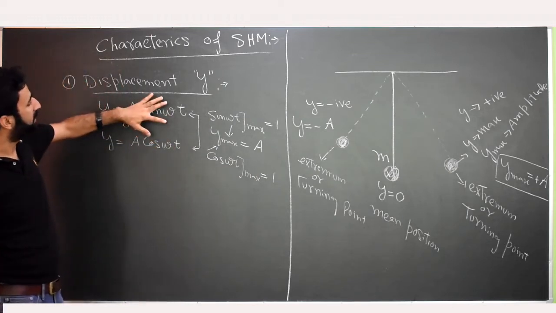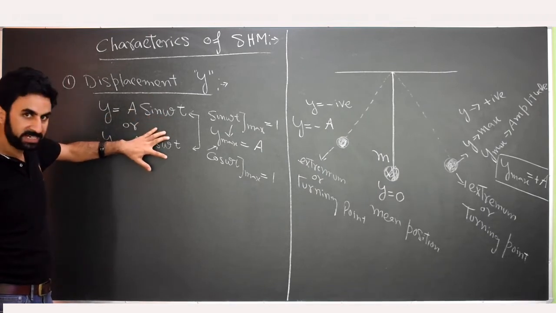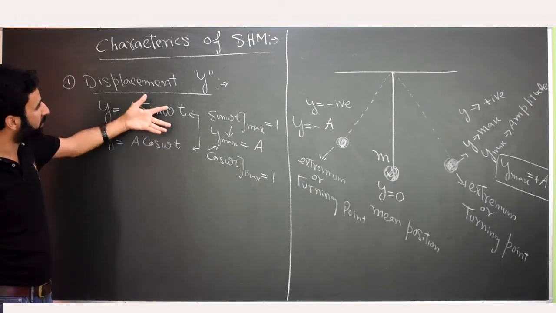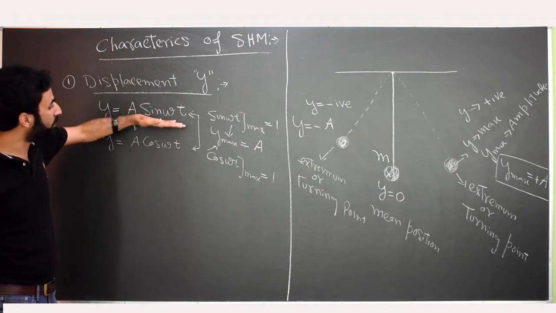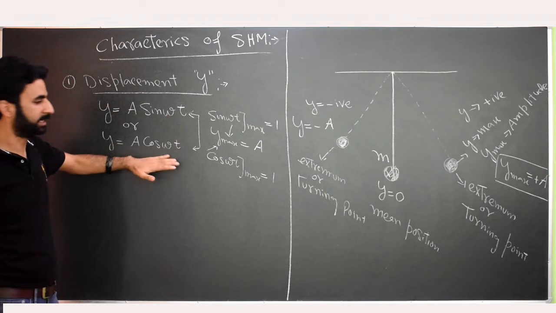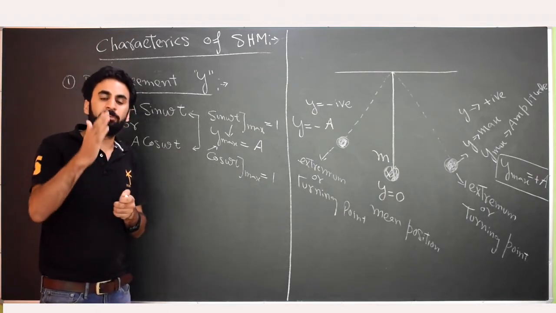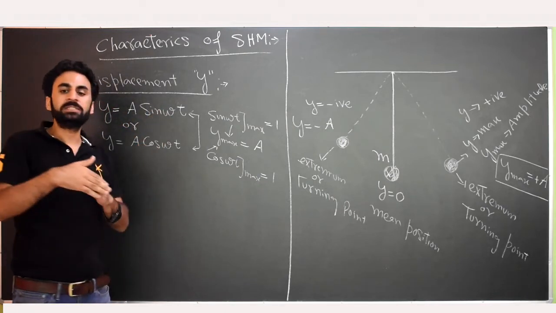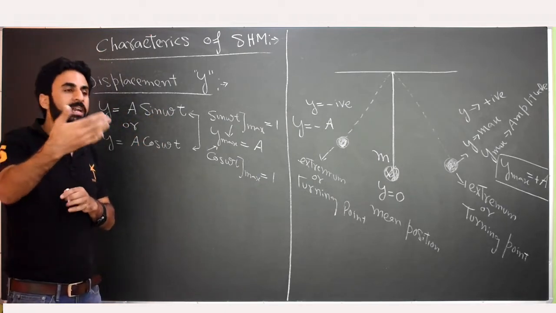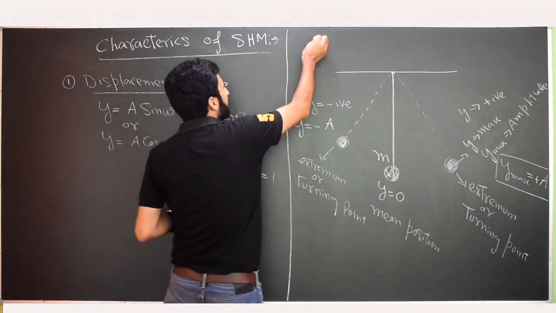That can also be mathematically represented by these equations, because both are periodic functions. You can write the displacement for a particle executing simple harmonic motion by a periodic function, sine of omega t or cos of omega t. It depends upon whether the function is sinusoidal or cosine. If the particle starts from mean position, you will write it sinusoidal. If the particle starts from extreme position, you will write it as a cosine function. Like here, you can write it this way.